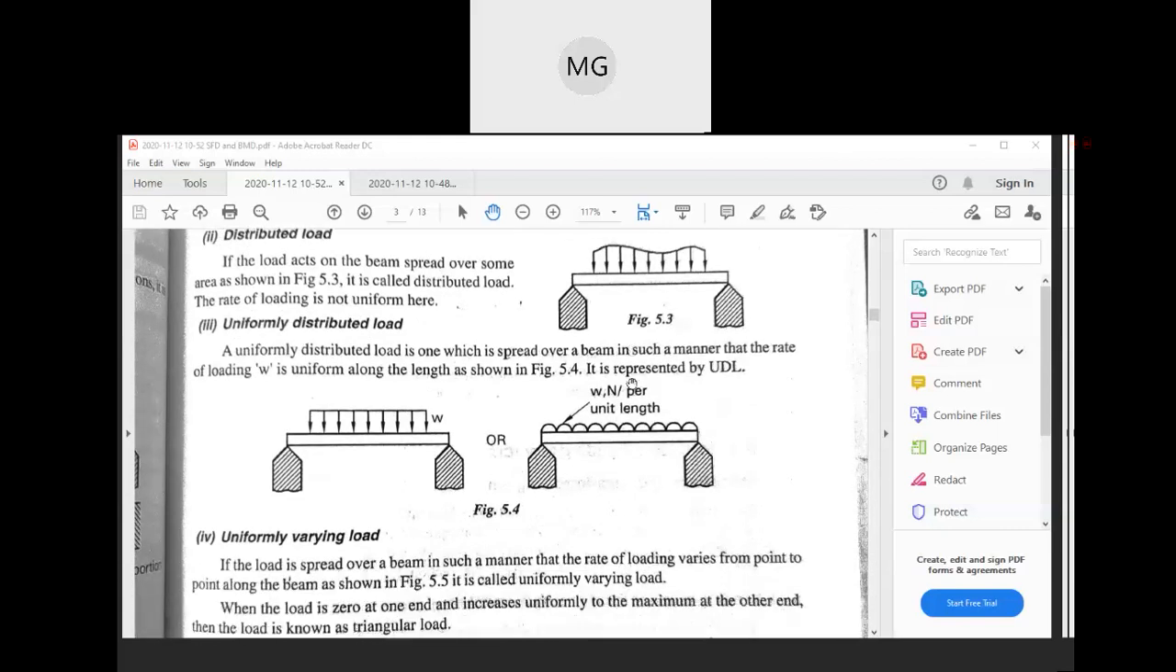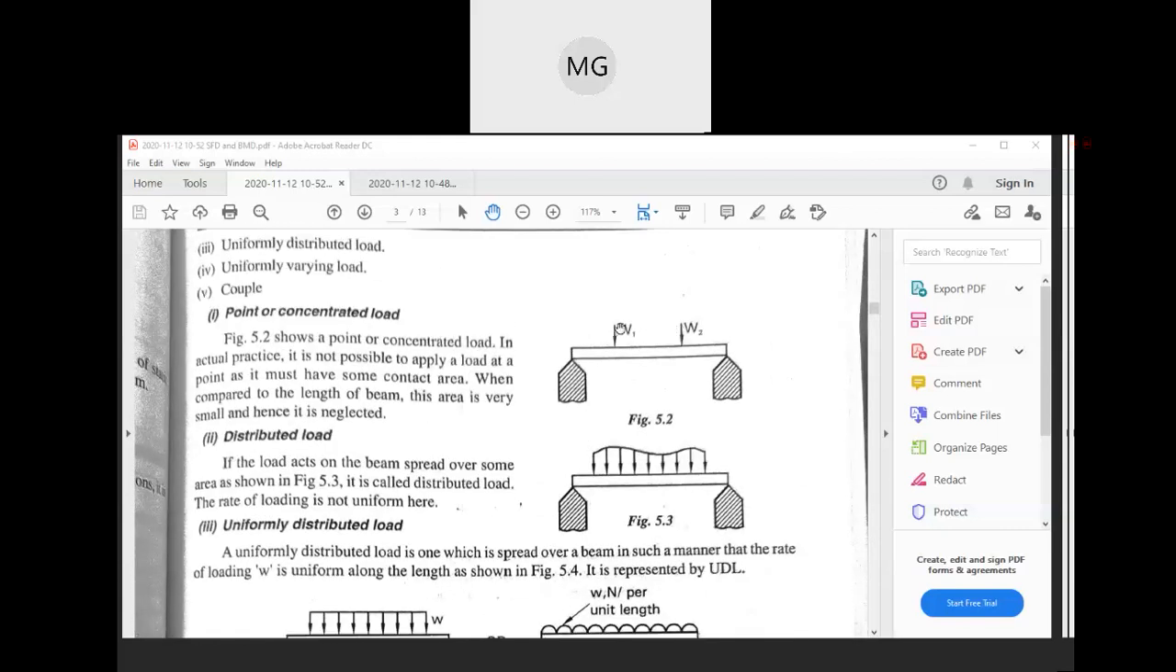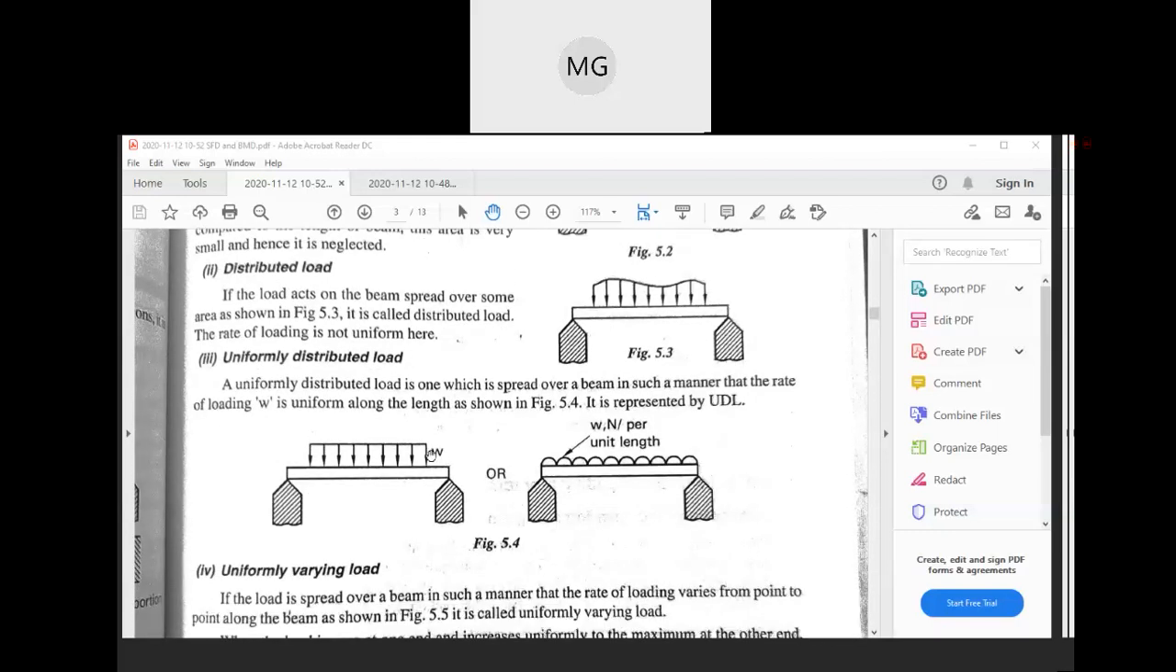And for uniformly distributed load, here point load, Newton or kilonewton is the unit. For uniformly distributed load, kilonewton per meter, or Newton per meter, or Newton per millimeter also okay, centimeter also okay. But here in the book we follow meter. Remember, so Newton per meter or kilonewton per meter, that is the unit we follow. Remember for uniformly distributed load, per meter this much magnitude is acting.